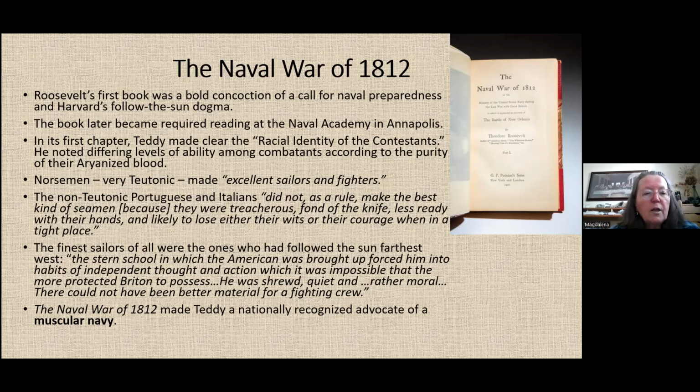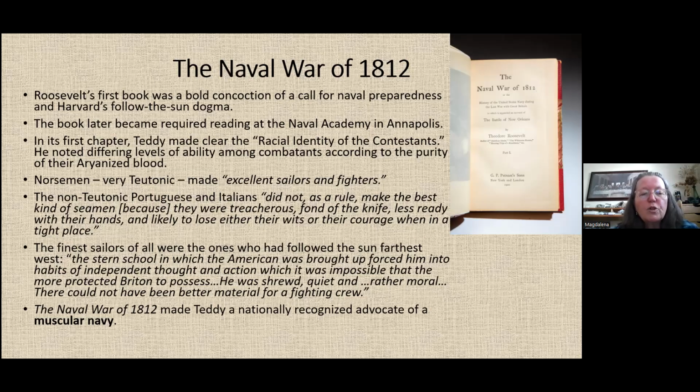The non-Teutonic Portuguese and Italians did not, as a rule, make the best kind of seamen because they were treacherous, fond of the knife, less ready with their hands, and likely to lose either their wits or their courage when in a tight place. The finest sailors of all were the ones who had followed the sun furthest west.